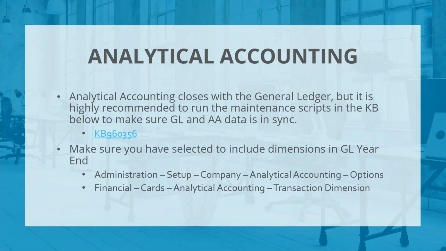You want to make sure that you've included your dimensions in the GL year end, and there are two options for that. Under Administration, Setup, Company, Analytical Accounting, you want to check the options there. And in Financial, Cards, Analytical Transaction Dimensions, you want to check the options there and make sure that those are all set to be included in the GL year end.